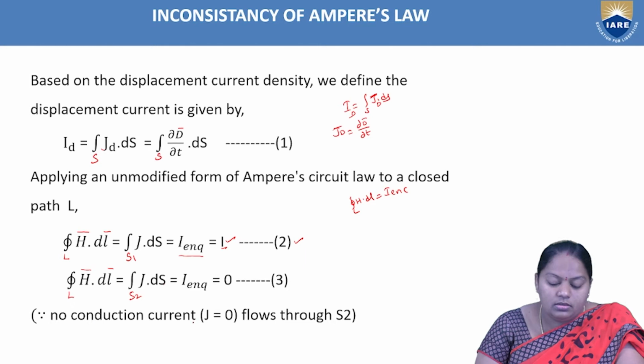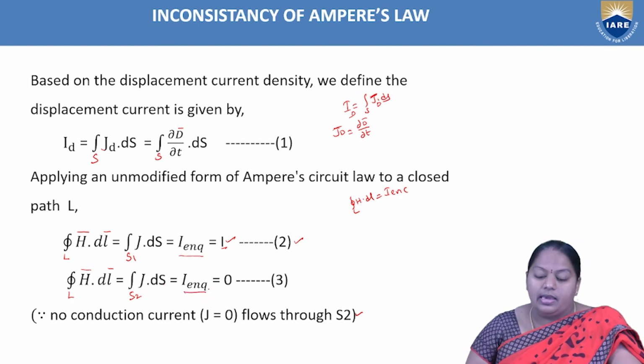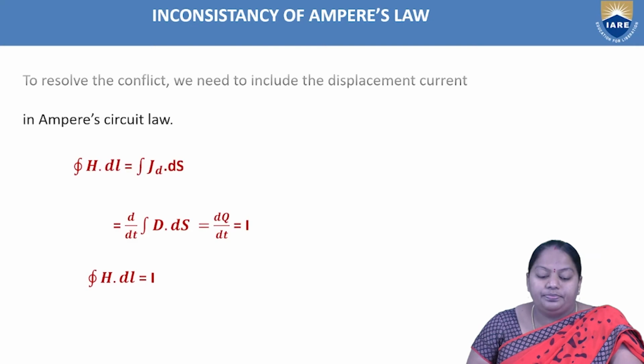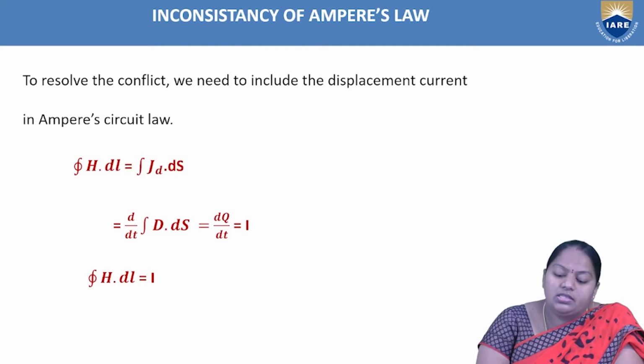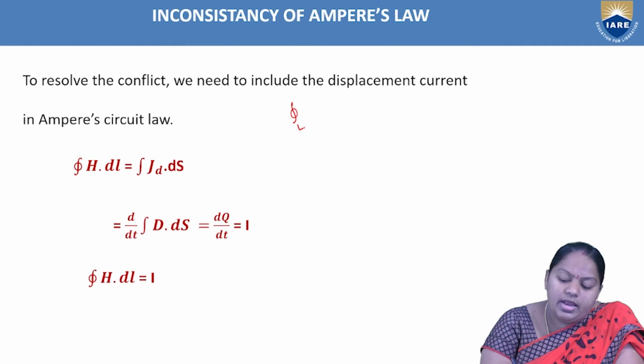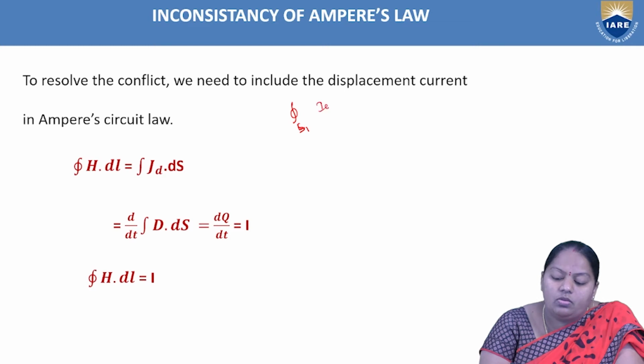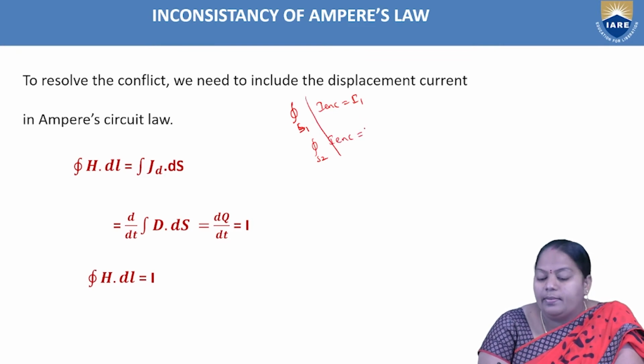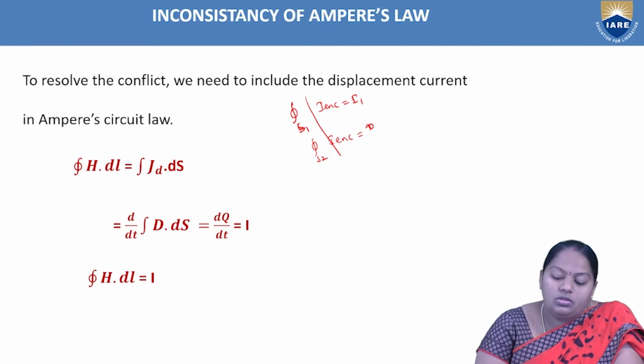Hence, no conduction current, that is J equal to 0, flows through S2. Hence, I enclosed is equal to 0 in this case. To resolve that conflict, consider the first case, the closed line integral L, where the surface is S1. In this case the current I enclosed is equal to I. If we consider the second case as S2, then I enclosed is 0. So in the first case the total current is I, and in the second case the total current is 0.